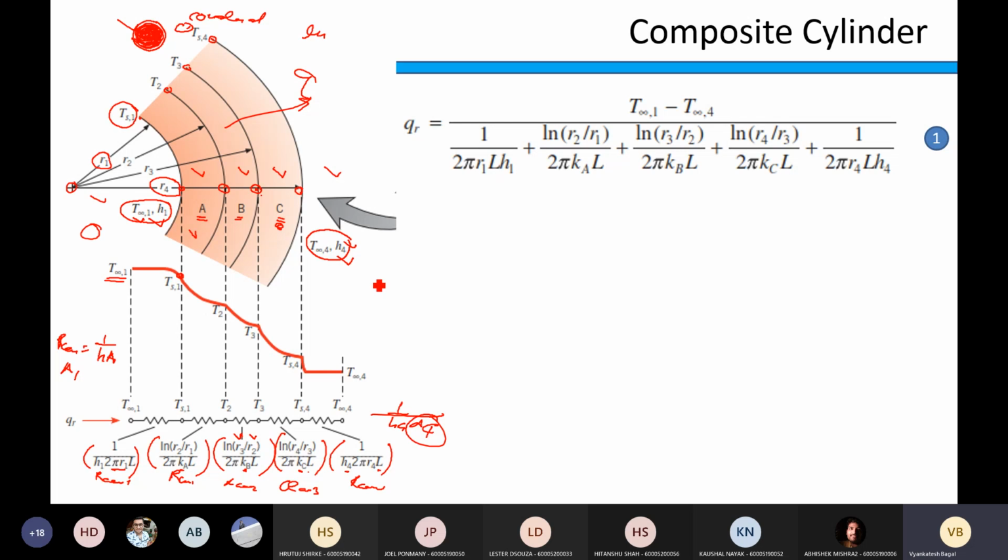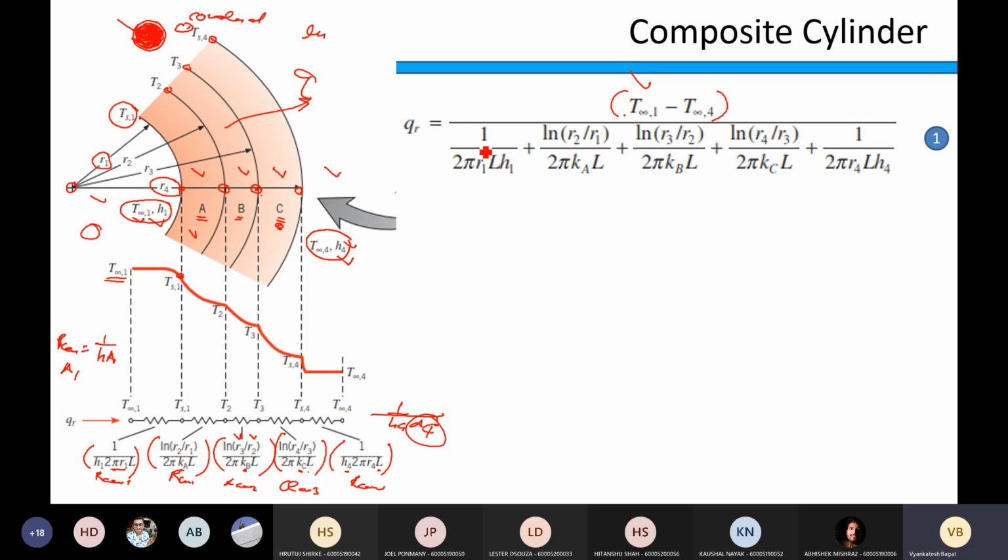So what is the rate of heat transfer QR? It is delta T divided by R total, right? So the same equation is applied here. QR is the overall temperature difference, which is delta T, T infinity 1 minus T infinity 4, the highest temperature difference, divided by the sum of all the resistances. So all these resistances are summed up here, right?